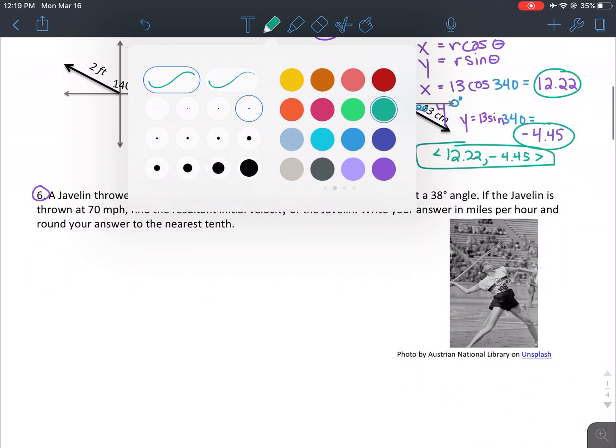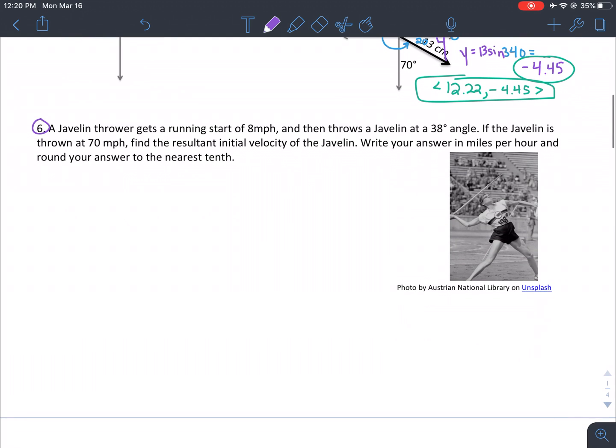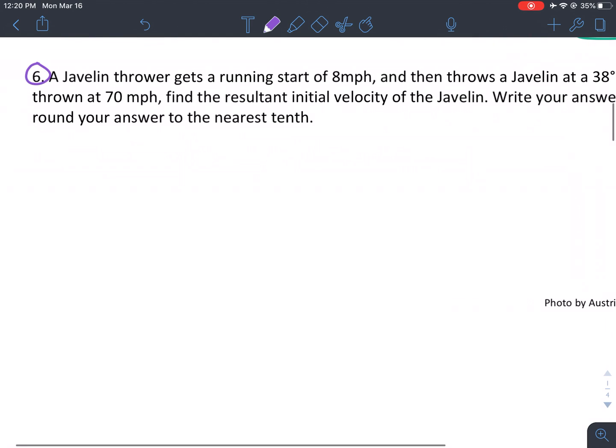Let's get to some of the more difficult ones. For example, number 6, a javelin thrower gets a running start of 8 miles per hour, throws the javelin at a 38-degree angle. The javelin itself is thrown with an initial velocity of 70 miles per hour. Find the resultant initial velocity of the javelin. So let's start by just saying, okay, if somebody's running 8 miles per hour, they're running in a straight forward direction, horizontal.